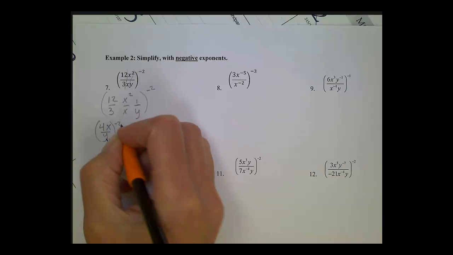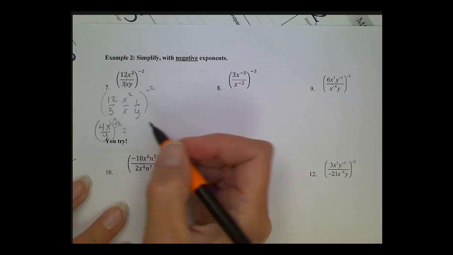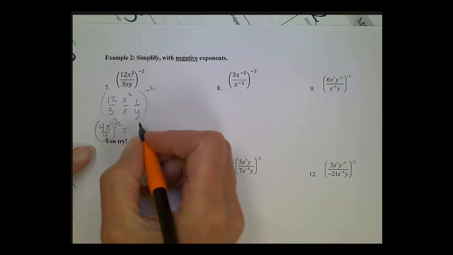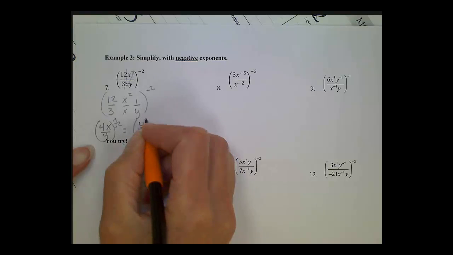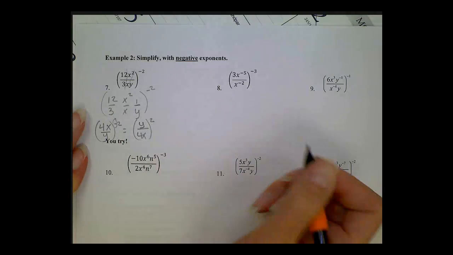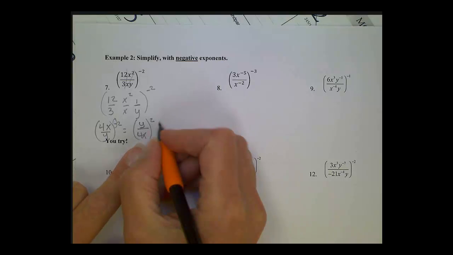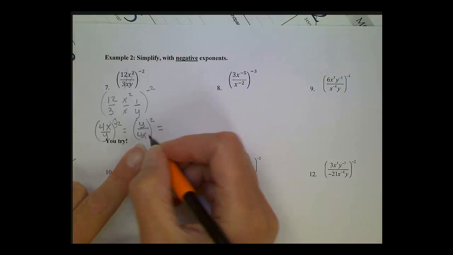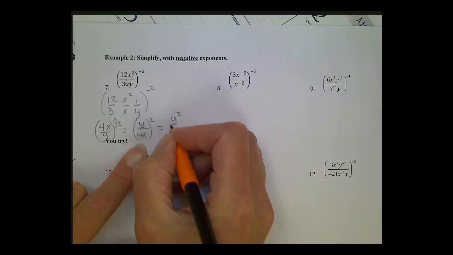But now we have the negative 2 to take care of. The negative sign itself makes this fraction flip. So you can rewrite this as y over 4x, and you still have to remember to square it. Now maybe we can mental math this, because we don't really have a whole lot going on inside. When we square y, we'll just get y squared.